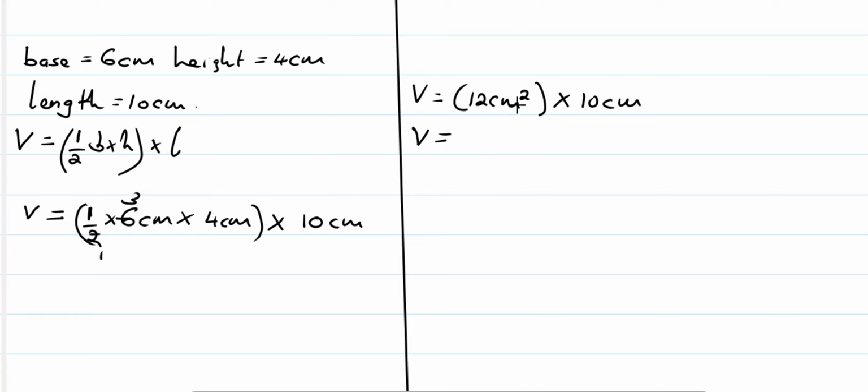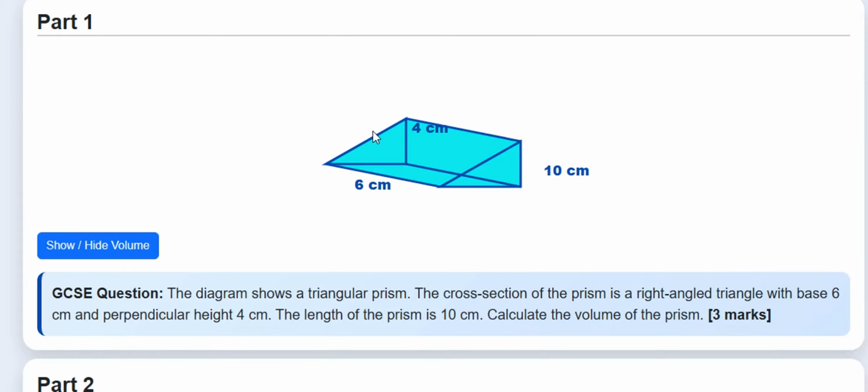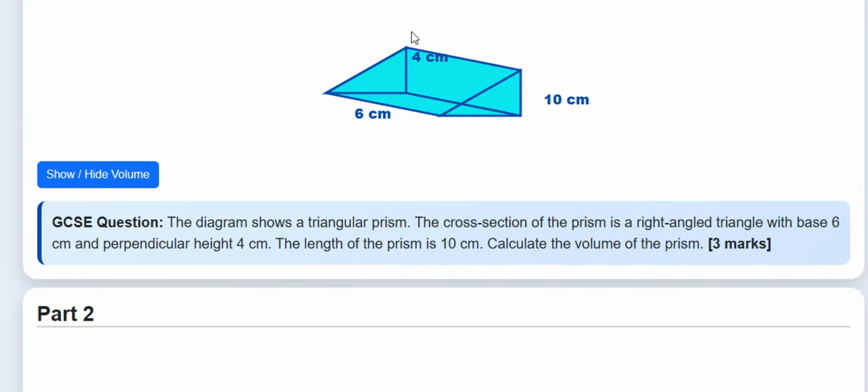So V will be now 12 multiplied by 10, which is 120. And now you see we have centimeter squared here and another centimeter here. So it will be centimeter squared multiplied by centimeter, which will be now centimeter cubed. And that becomes the volume of this prism here. So can we try another example?